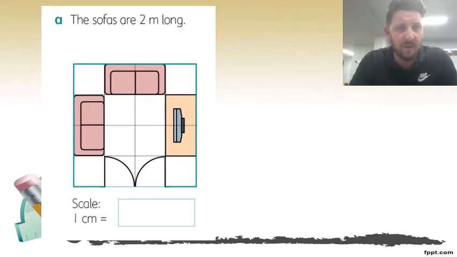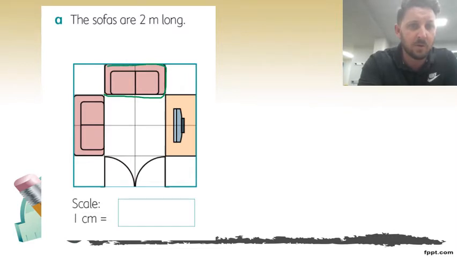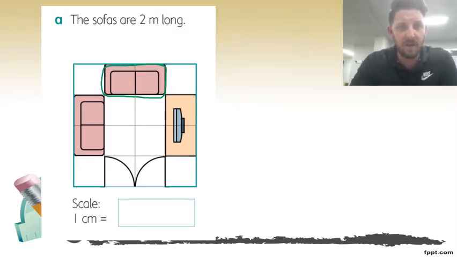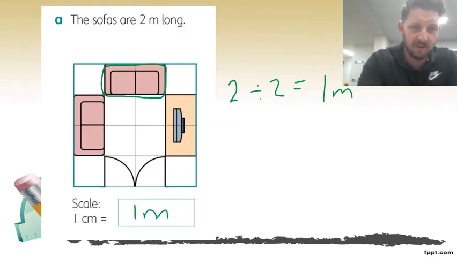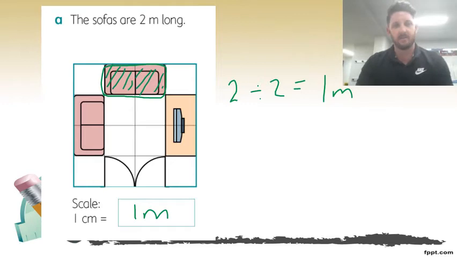So if we look there, our sofa takes up 2 squares. So if we have 2 squares and the sofa is 2 metres, we would go 2 divided by 2 and we would get 1 metre. So our scale is 1 centimetre is equal to 1 metre. So if I check it out, here is 1 metre of the couch, here is 2 metres of the couch.